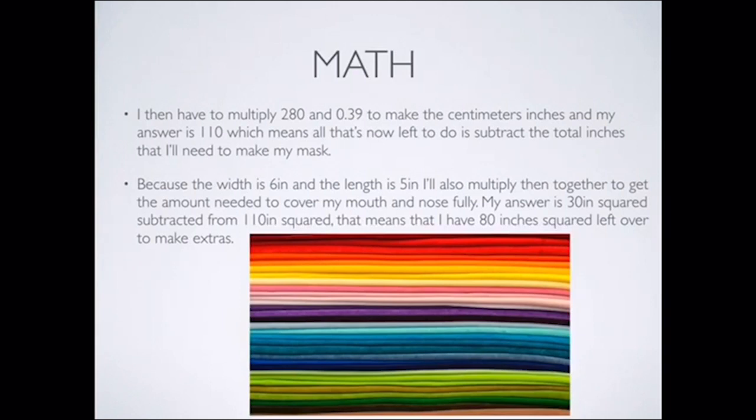Math. I then have to multiply 280 and 0.39 and my answer is 110, which means all that's now left to do is subtract the total inches that I need to make my mask. Because the width is 6 inches and the length is 5 inches, I'll also multiply them together to get the amount needed to cover my mouth and nose fully. My answer is 30 inches squared, subtracted from 110 inches squared. That means I have 80 inches squared left over to make extras.